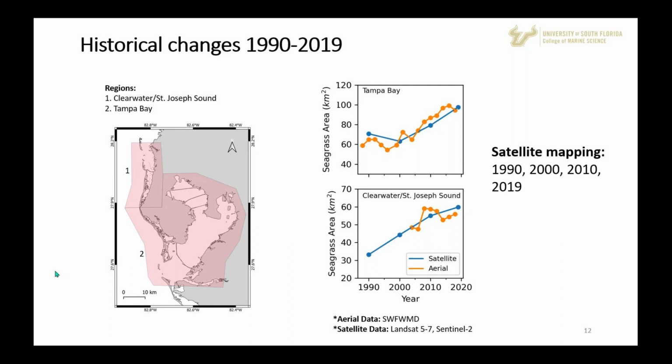Did I hear somebody else trying to chime in? Okay, Chris A has a question. How do you discriminate between RS from the water column versus RS from the bottom?